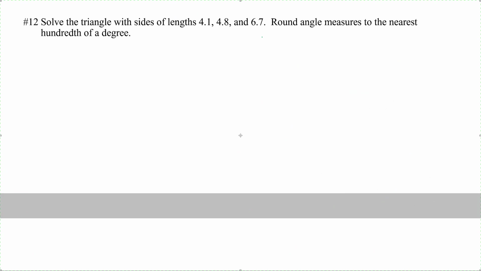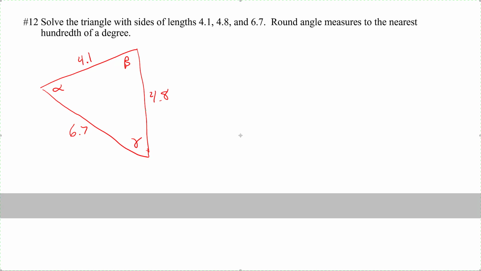Let's go on. And here we're solving a triangle with sides of lengths 4.1, 4.8, and 6.7. And then we're going to round angle measures to the nearest hundredth of a degree. Again, I'm going to draw some triangle that doesn't have anything to do with how long my sides are. 4.1, 4.8, 6.7. To solve this triangle, we need to find the angles, right? So let's just call these alpha, beta, and gamma.